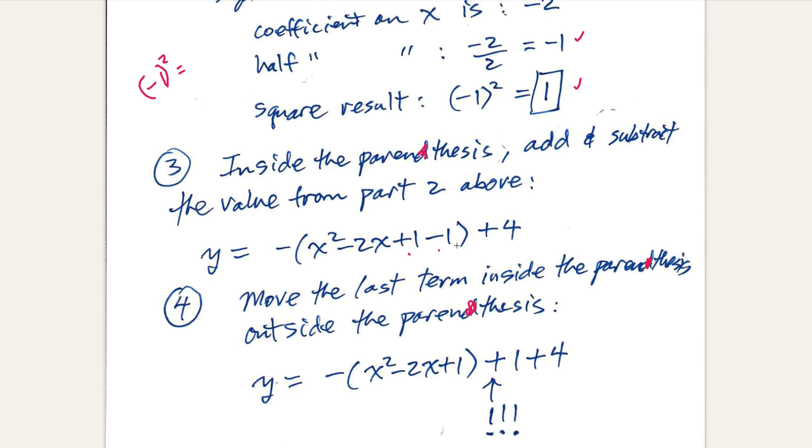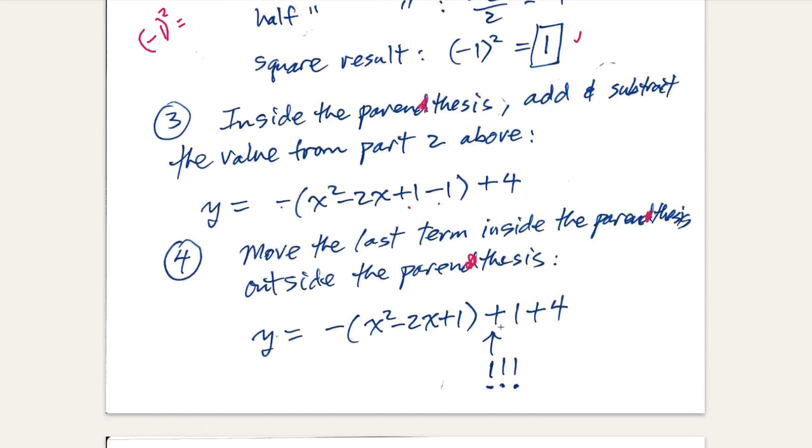See that last term, the -1? I'm going to move it outside the parentheses. Now, don't forget your basic mathematics. Remember, everything inside the parentheses is being multiplied by what? -1. Okay? So when I move that -1 outside the parentheses, I'm actually moving -1 times -1 outside the parentheses.